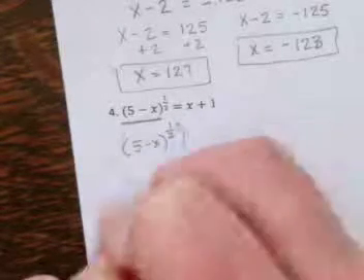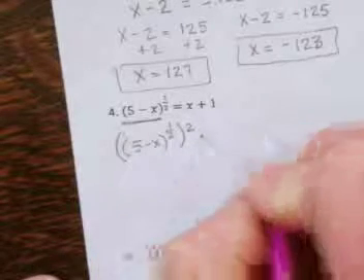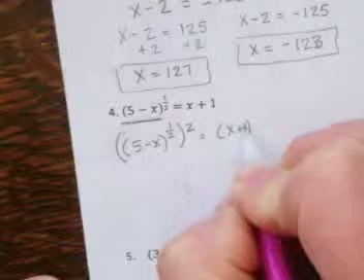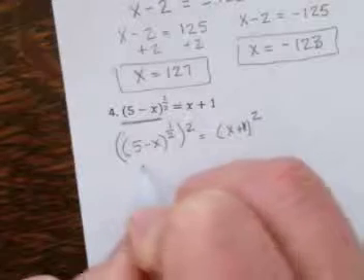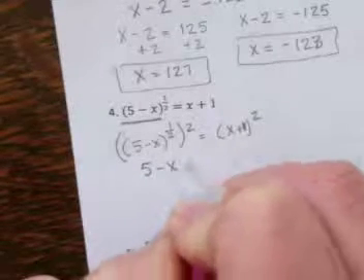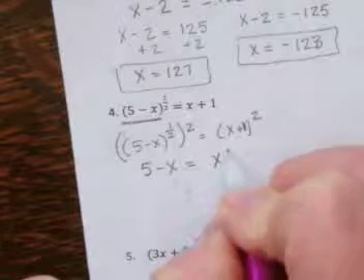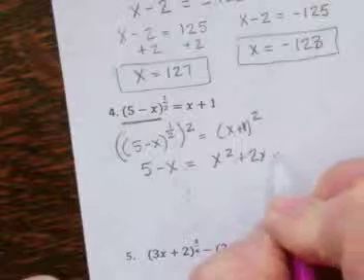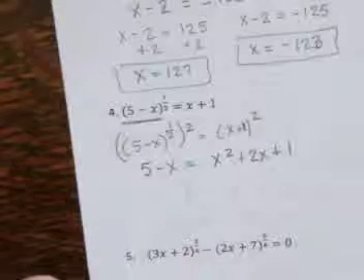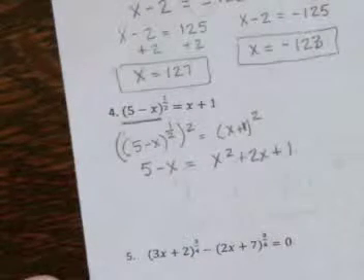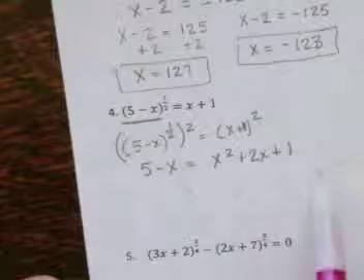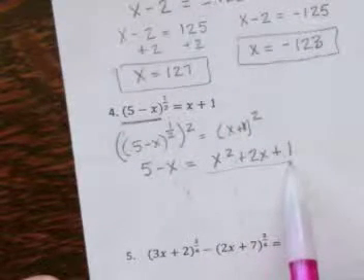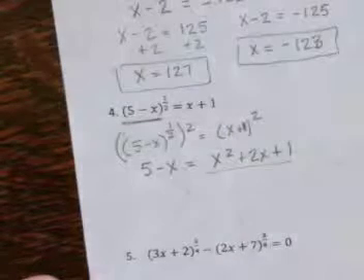So the reciprocal of 1/2 is 2. So I'm ultimately going to end up squaring both sides. And that leaves me with 5 minus x on the left. And on the right, when I FOIL or use the box method to multiply my binomial, I get x squared plus 2x plus 1. So I notice that I have a quadratic, and I'm going to have to use some kind of quadratic technique to solve this equation for x.